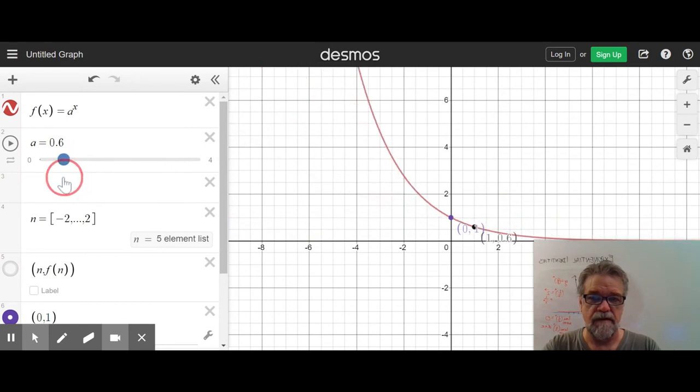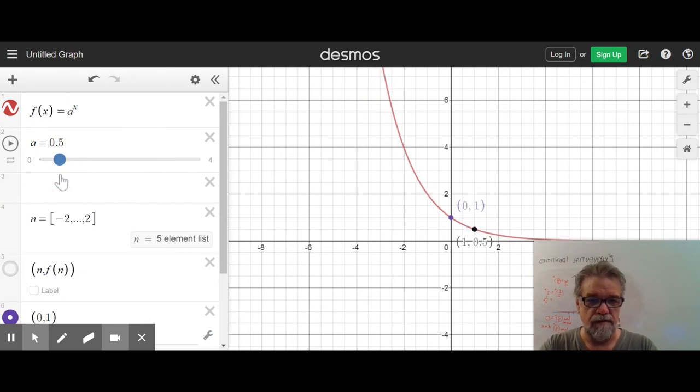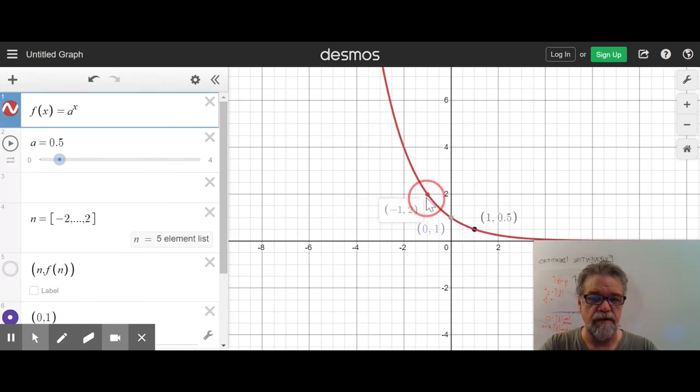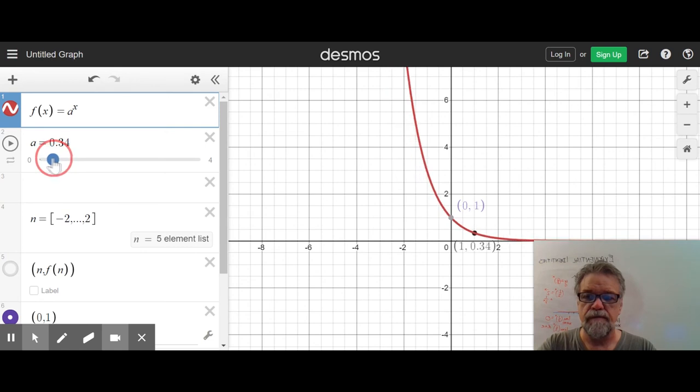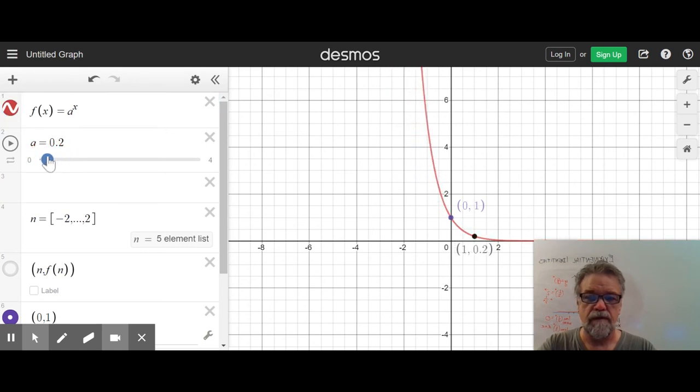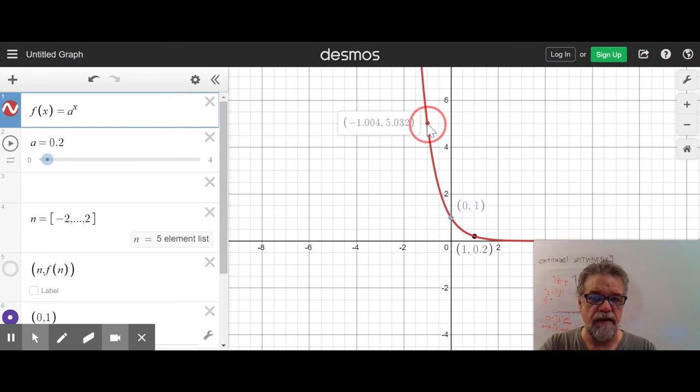Aha. So here is a equals 0.5 to the x power. And this is what we graphed on the board a second ago. So it goes through the point (-1, 2), and it goes through the point (-2, 4). And let's say we had a equals 0.2. Okay? 0.2 to the x power starts to get really, really steep. And when we're at negative 1, we would have the point (-1, 5), because 5 is 0.2 to the negative 1 power.